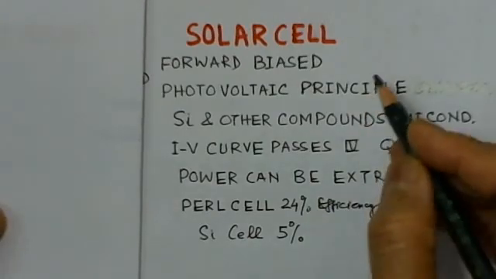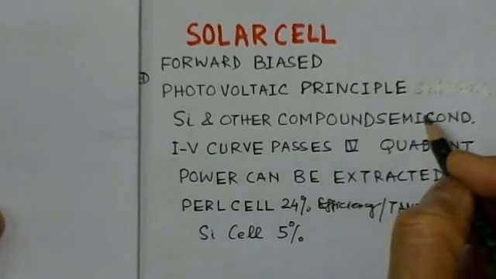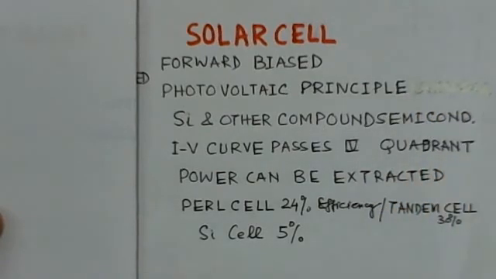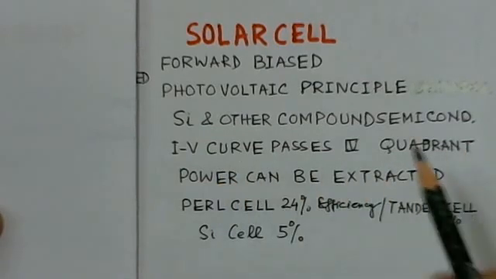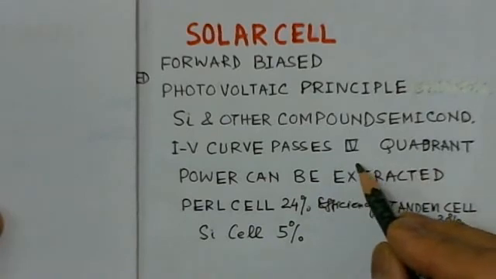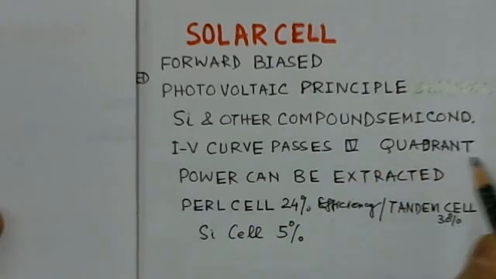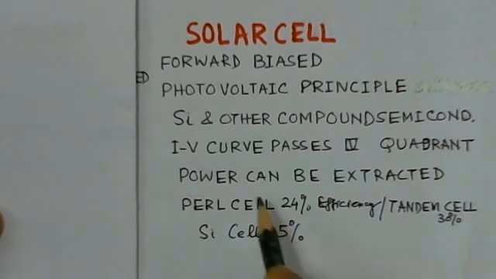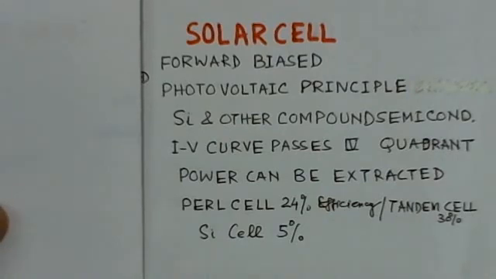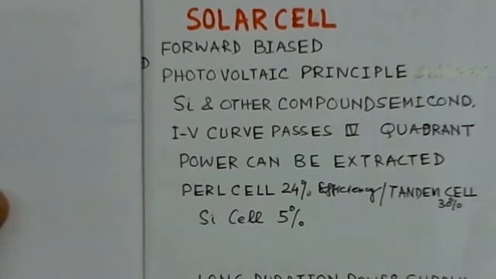Solar cells mostly are forward biased, and they work on the photovoltaic principle. Silicon and other compound semiconductors normally are used. Please notice here that the IV curve of this solar cell passes through the 4th quadrant, and so power can be extracted from these diodes. So far, whatever diodes we have discussed need some energy, but these solar cells can give energy. Power can be extracted from them.